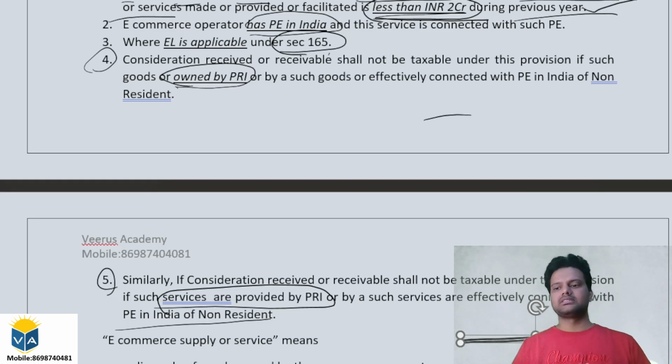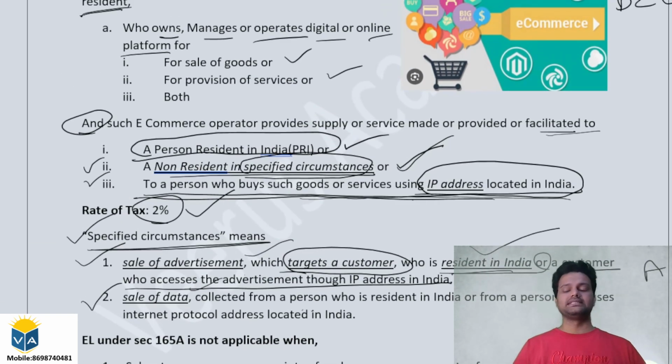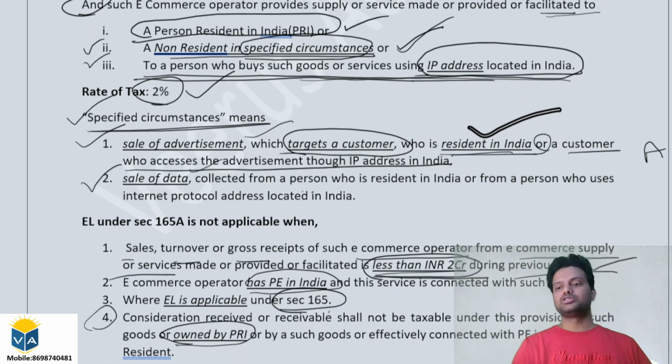Similar case with the services also. If the services are owned or controlled by the person resident in India or by the PE which is situated in India, then also section 165A provisions are not applicable. Okay, these are the 5 points. In summary, what is section 165A? Section 165A is applicable to the e-commerce operator where the products or services are both, and to a person resident in India, a non-resident in specified circumstances, and to a person who buys or sells such goods using an IP address located in India. There are 3 points, and the rate of tax is 2%.